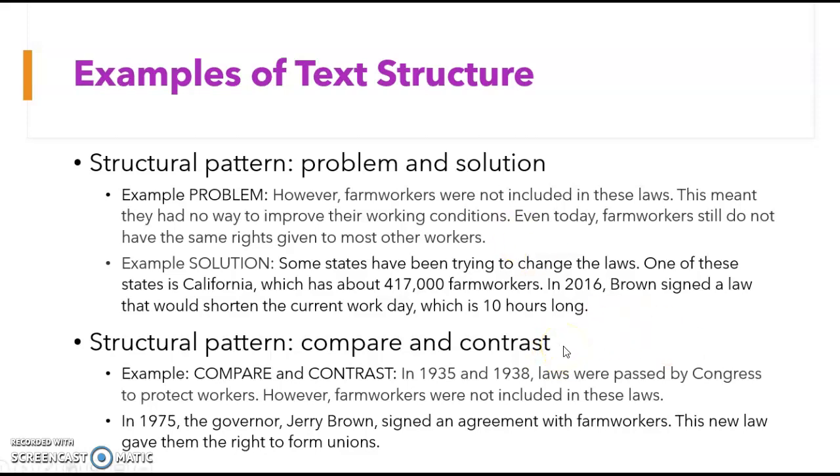Some of you might have also thought, hey, wait a minute. Yeah, I hear problem and solution, but there might also be compare and contrast. Agreed. Okay, compare and contrast. We could say that the author was trying to compare the laws in the 1930s to the laws in the 1970s and even to 2016. What is my evidence of that? Again, I copied and pasted. In 1935 and 1938, laws were passed by Congress. Okay, and then look, in 1975, the Governor Jerry Brown signed an agreement with farm workers. This new law gave them the right to form unions. So yeah, you could say that there is some compare and contrast there.